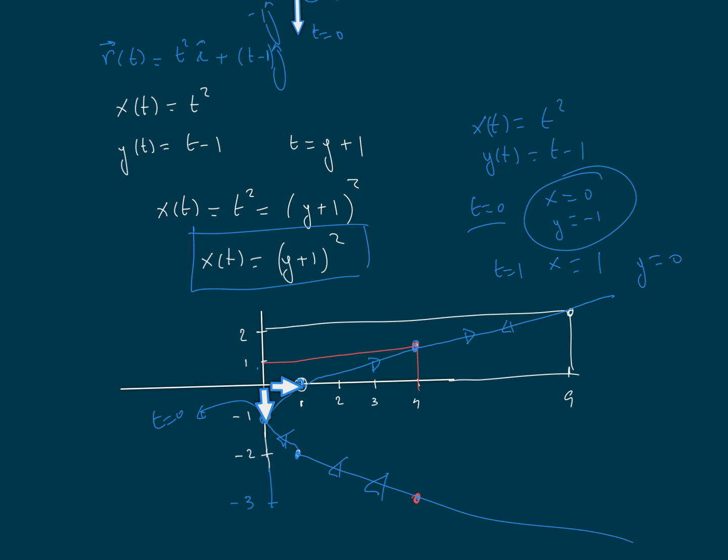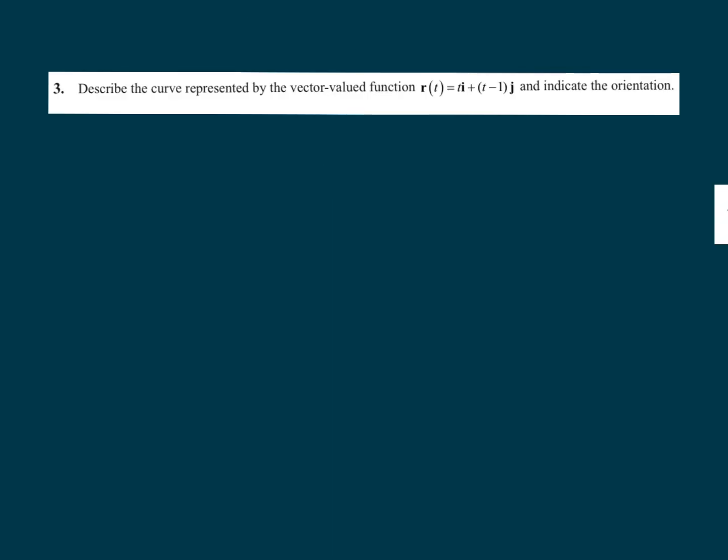Okay, so that's all. Now the following problem says, describe the curve represented by a vector valued function. And the vector valued function is r of t equals t i plus t minus 1 j. And what is the curve that represents this vector valued function?